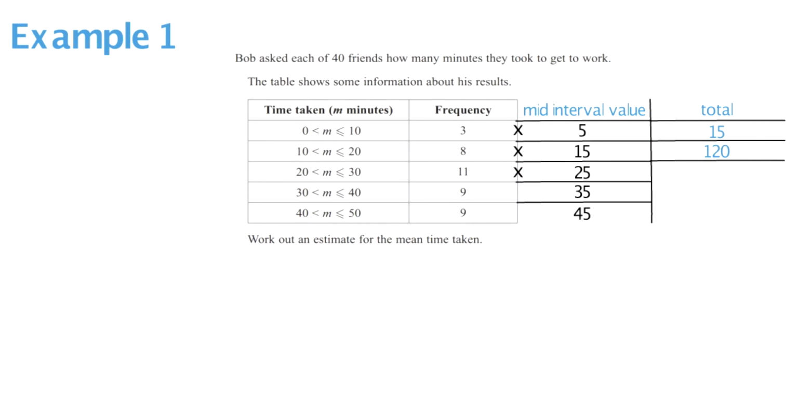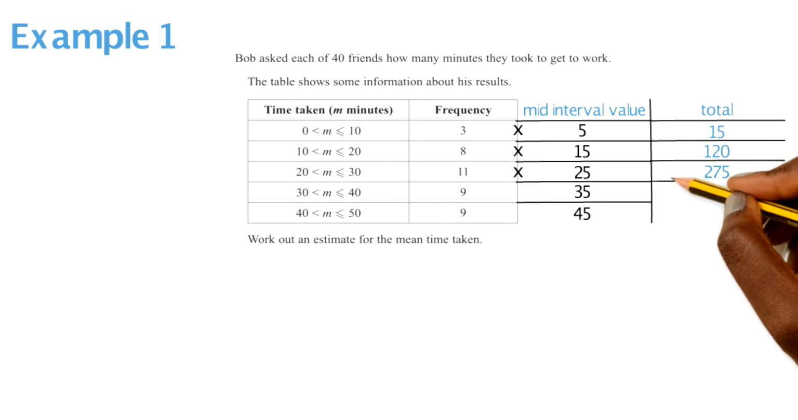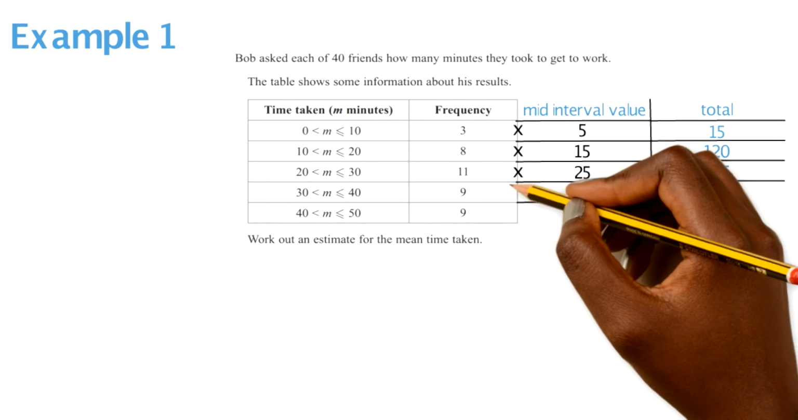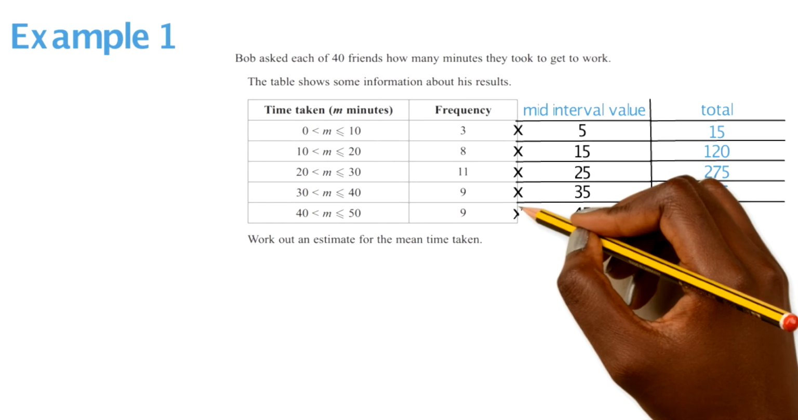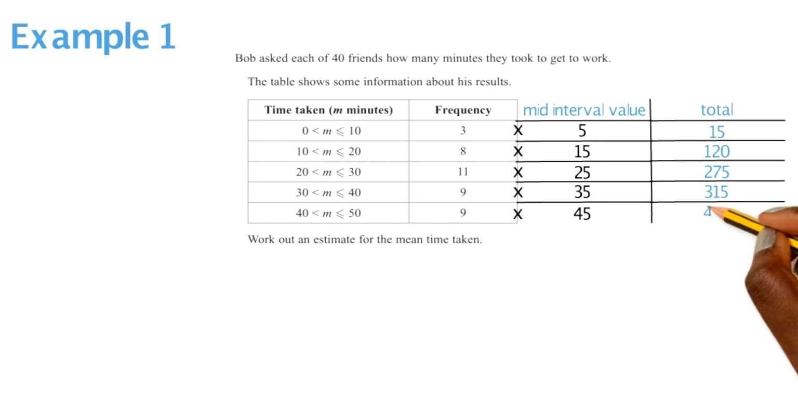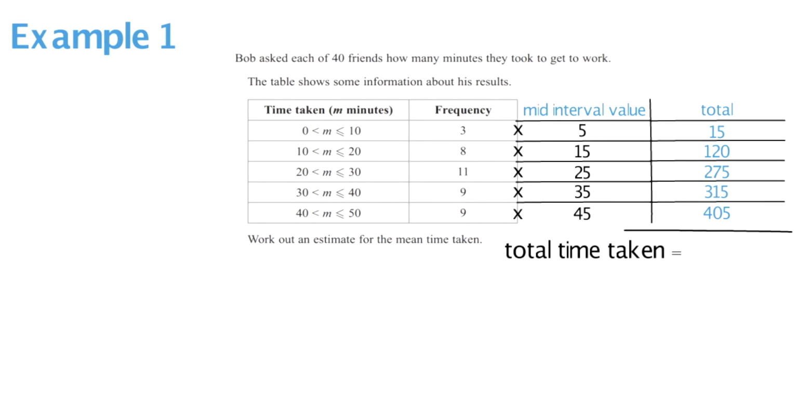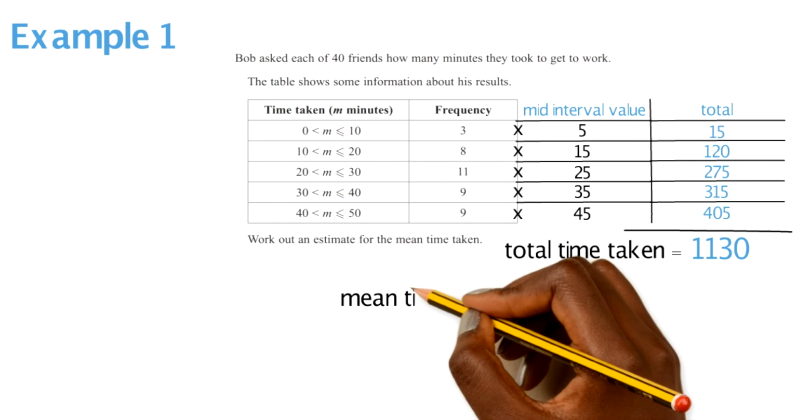So for the 0 to 10 minutes, it says that 3 people took that amount of time to get to work. So then the average time would be 15 minutes, and then it's the same for each row. So you're going to work out each one. And then the 45 times the 9, which would leave you with an answer of 405. So now that you've worked out the average time in kind of each row, we need to add up the total average, right? So the total average time taken is going to be that all added together, which is 1,130.